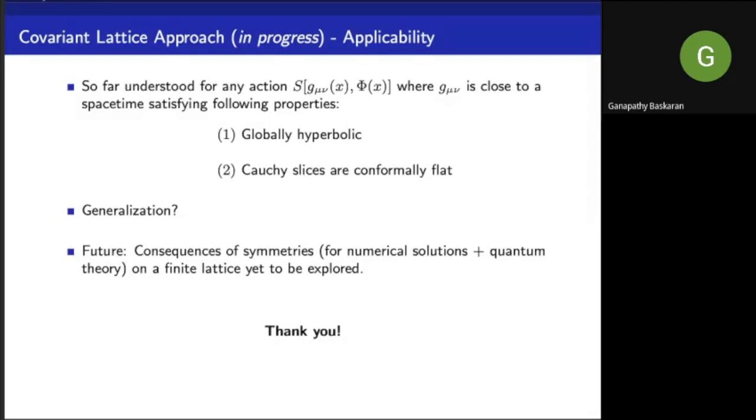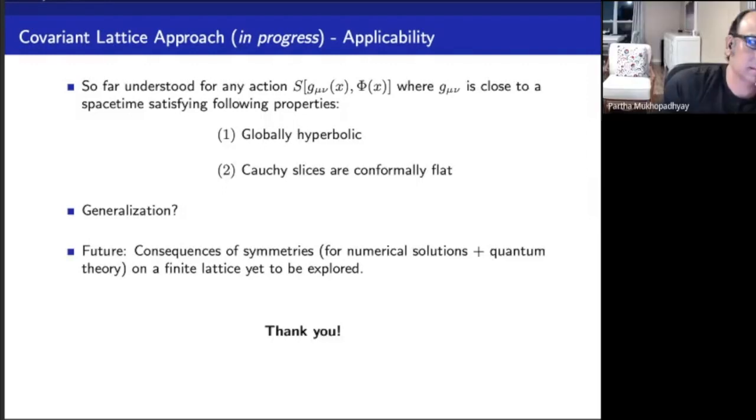See, this construction of introducing logarithm to satisfy Leibniz rule, is it relevant in standard lattice gauge theories where you work in flat space-time? Is it useful there? Yeah. So if you just remove G mu nu, replace it by eta mu nu, the flat metric, then the statement still holds. But the point is that you can do it for curved backgrounds also. If that background is globally hyperbolic and has Cauchy slices which are conformally flat, then also you can use it.